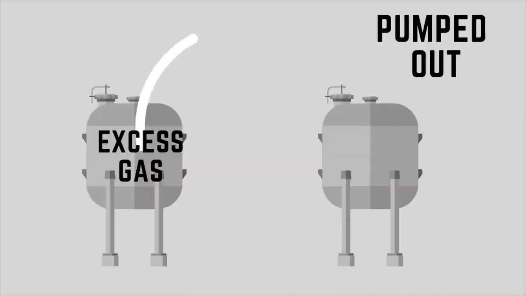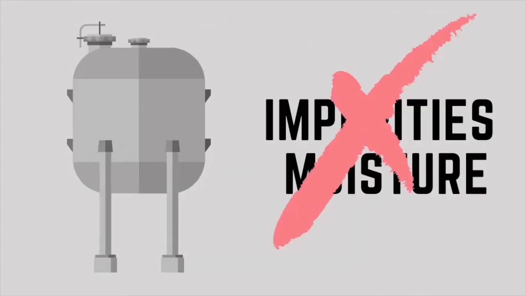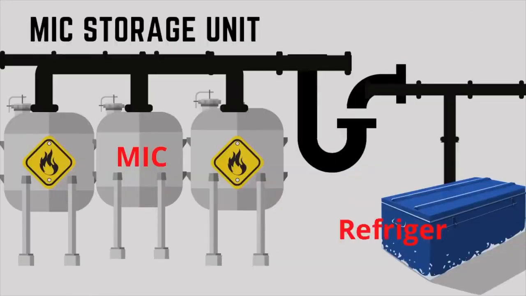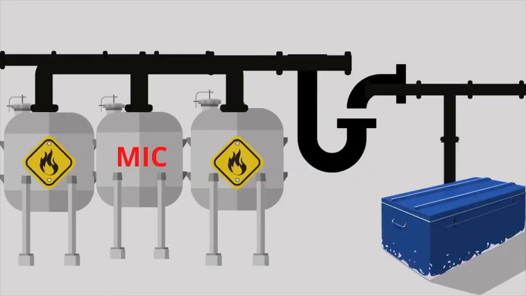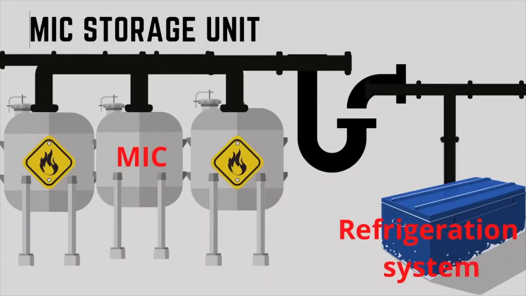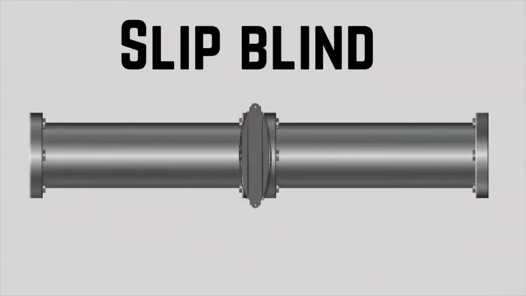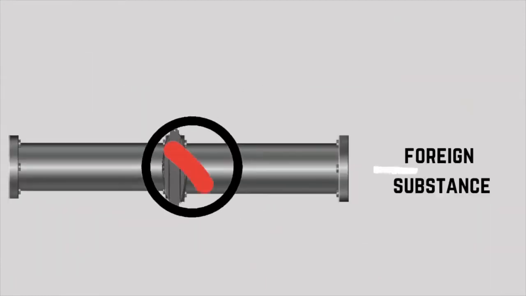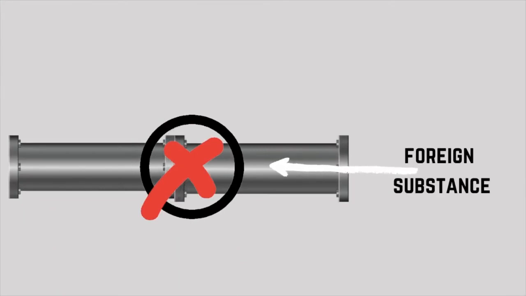This pressurization allowed liquid MIC to be pumped out of each tank as needed, and also kept impurities and moisture out of the tanks. A refrigeration system was meant to cool tanks containing liquid MIC. A slip blind, which acts as a watertight seal within a pipe, preventing the entry of any foreign substance into the tank through the pipe.